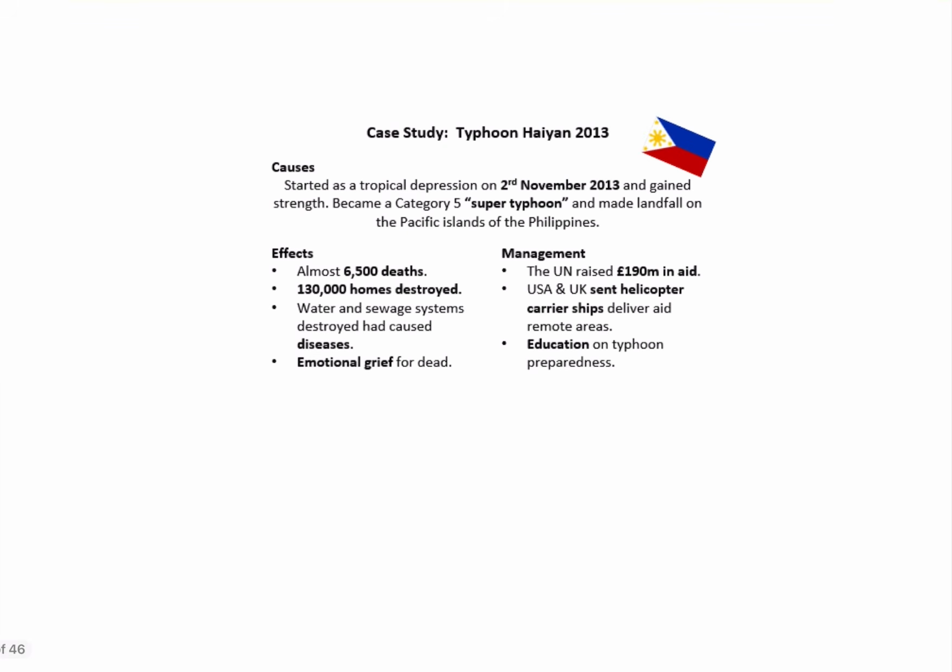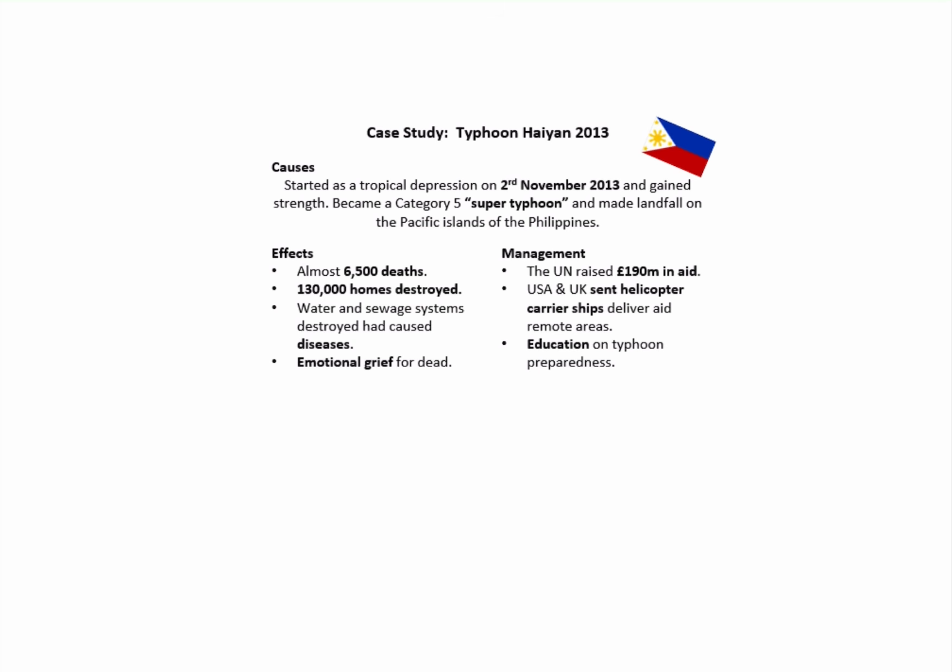And then you can obviously apply this to a case study. So the case study we've done is Typhoon Haiyan. So this is the one that happened in 2013. It's a category 5 on the Saffir-Simpson scale, so it's classed as a super typhoon. Here you've got 6,500 people that have lost their lives, 130,000 homes destroyed. In terms of management, you've got £190 million in aid that was issued. Education on typhoon preparedness was one long-term bit of aid they tried to provide.